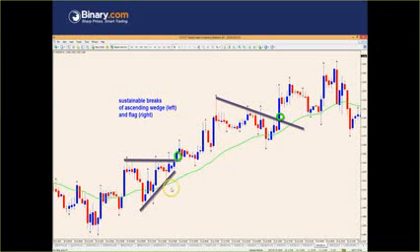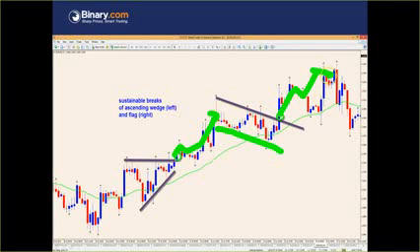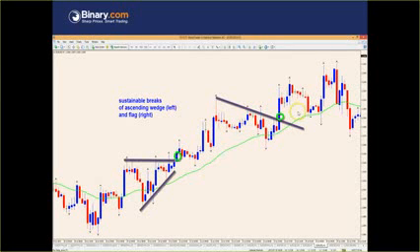Here's another example, euro dollar. We have good breaks with good price action out of the ascending wedge and out of this resistance line, which is looking like a bear flag. Both breaks doing very well. Sustainable breaks, price action confirming a good breakout to the upside.